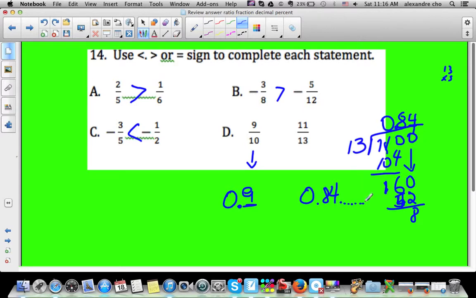So which one is greater? It's very easy to see that this decimal is bigger than the other. If you thought about money, this is 90 cents, this is 84 cents. 90 cents is greater than 84 cents. So you have an option there. If you don't like to find the LCM, you can change both of them to decimals to compare.